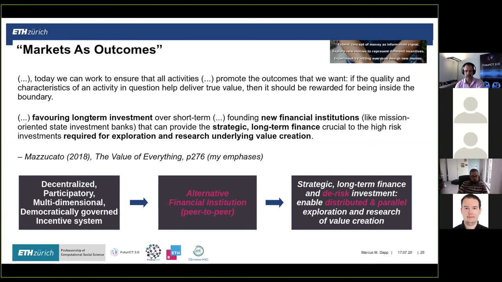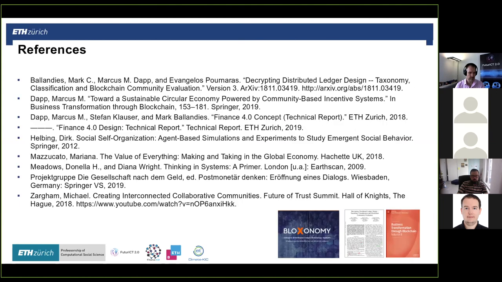So everything which I wrote down in red is also what she's arguing for, and on top of that argument I say decentralized, participatory, multidimensional, democratically governed incentive systems are an interesting avenue to choose, to experiment with and try out, to achieve the goal she's mentioning above: de-risking investments and exploring new sources and new notions of value. And with that, I thank everyone for listening and the engaged discussion, and that's it.